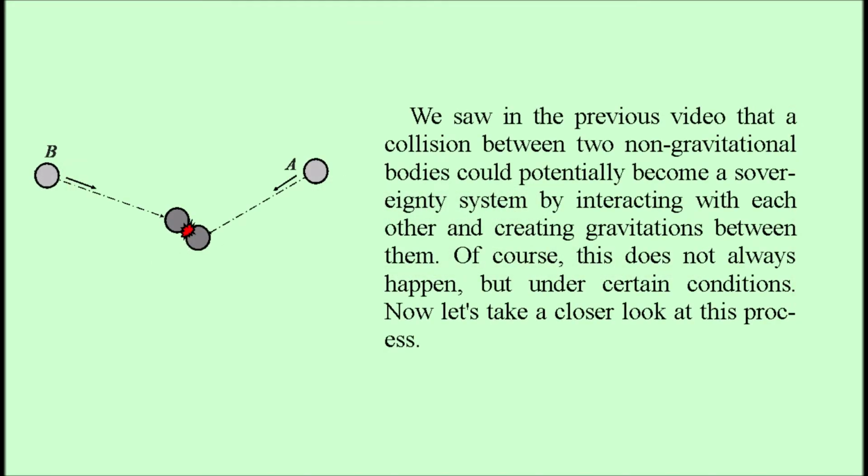We saw in the previous video that a collision between two non-gravitational bodies could potentially become a sovereignty system by interacting with each other and creating gravitations between them. Of course, this does not always happen, but only under certain conditions. Now let's take a closer look at this process.